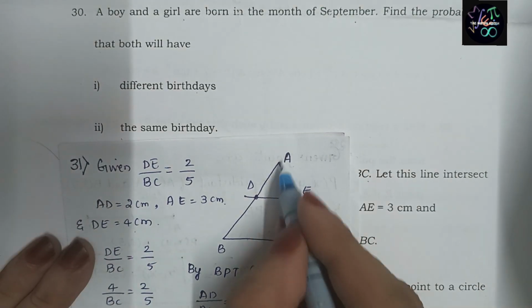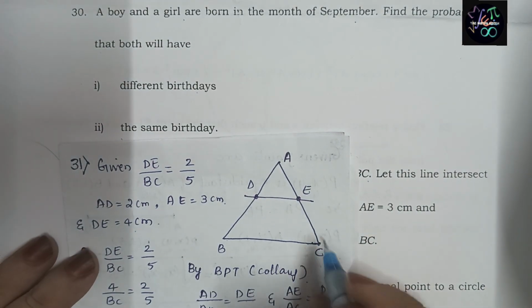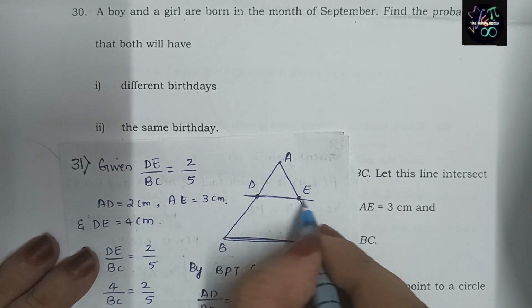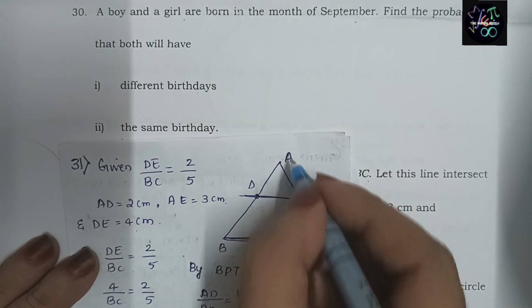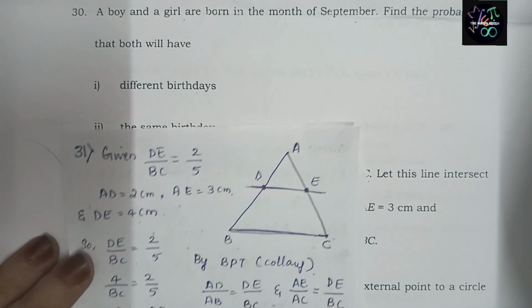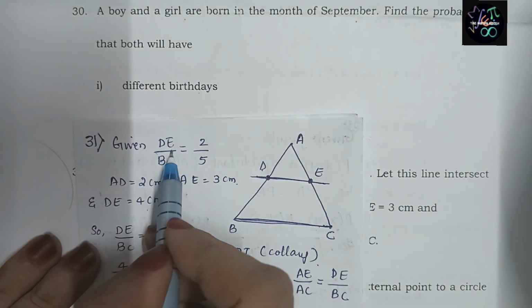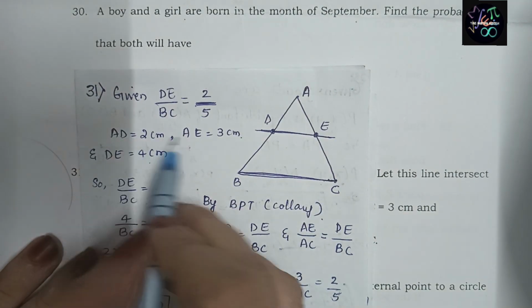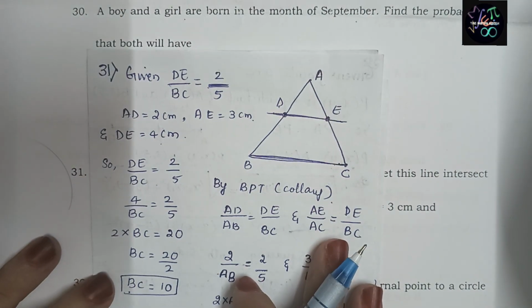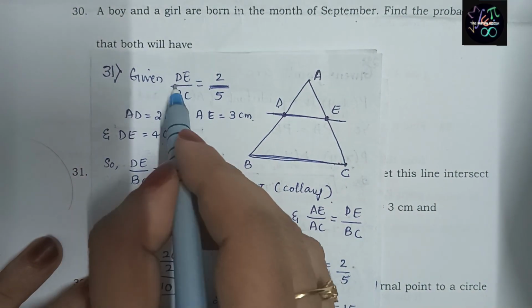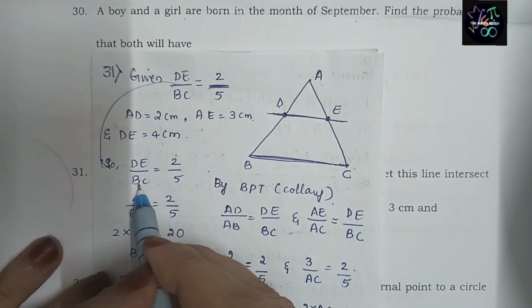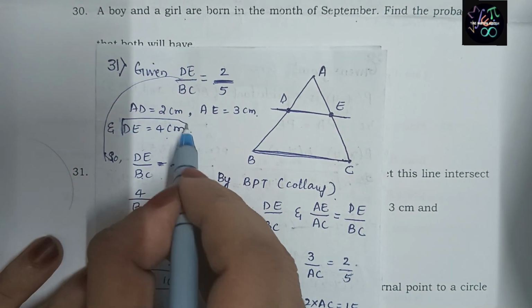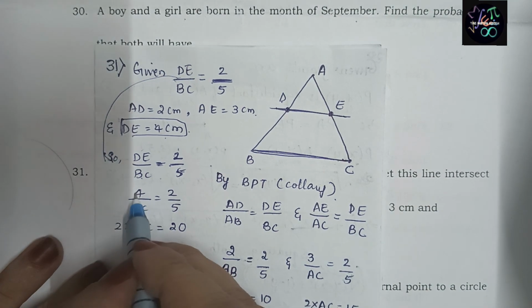Here I can write ABC is a scalene triangle and BC is parallel to the line which intersects AB at D and AC at E. Okay, given DE upon BC is 2/5, because they have given 2:5, right? They have written all the sides, so let us start solving this. First I'll write the given thing. DE upon BC is equal to 2/5. This is given. DE they have given as 4, so I'll write 4 in place of DE.